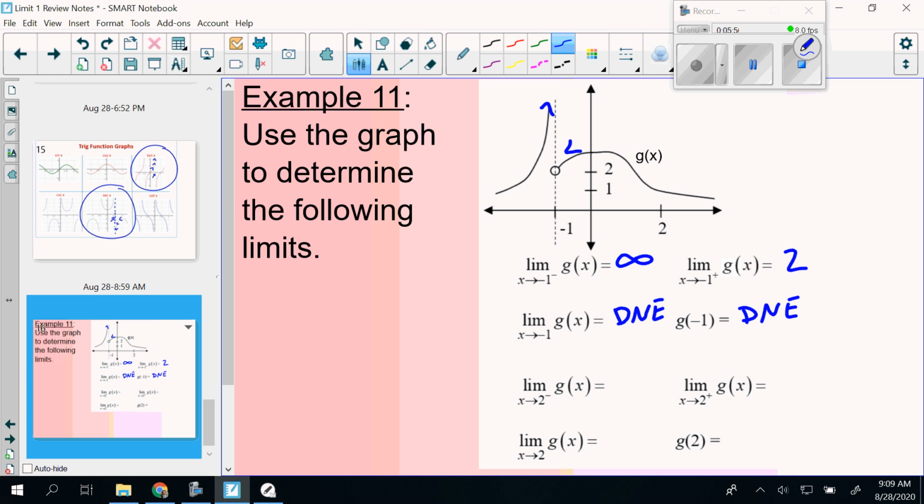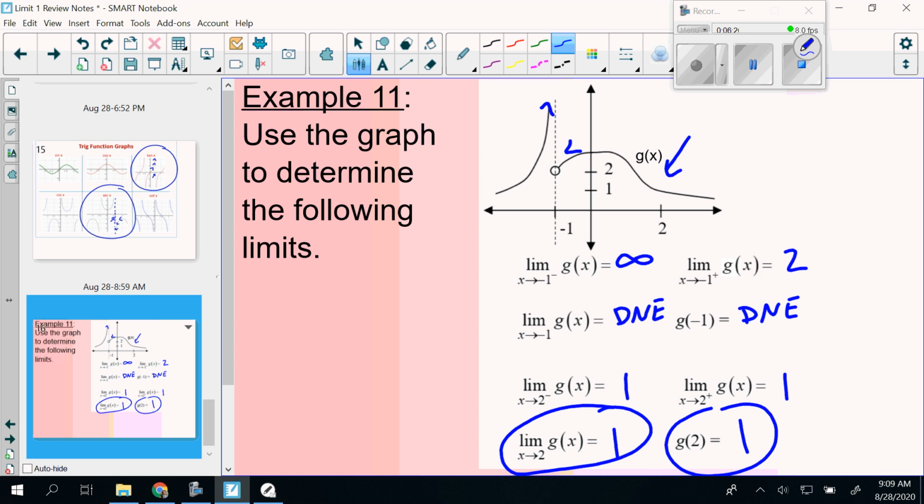Limit as you approach 2 from the left. 2 from the left, here's our value of 2 there. Looks like it should equal 1. 2 from the right also looks like it should equal 1. Those are matching, and so this would be 1. Is there a value at 2? Absolutely, it is filled in there, so that's also equal to 1. So this would be continuous since the limit is equal to the function value, and you can see from the graph it is continuous at 2.